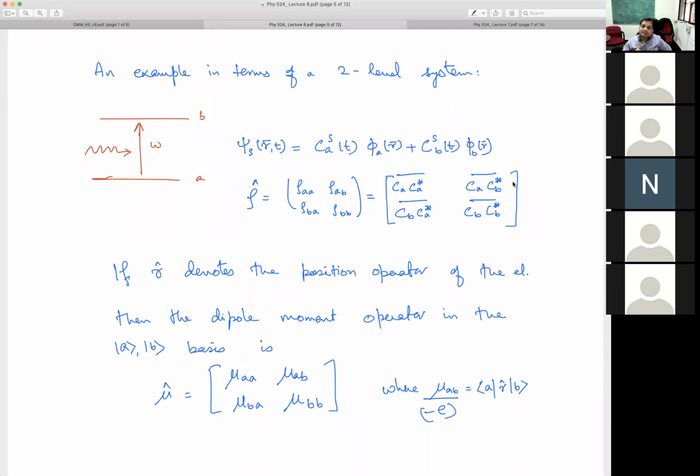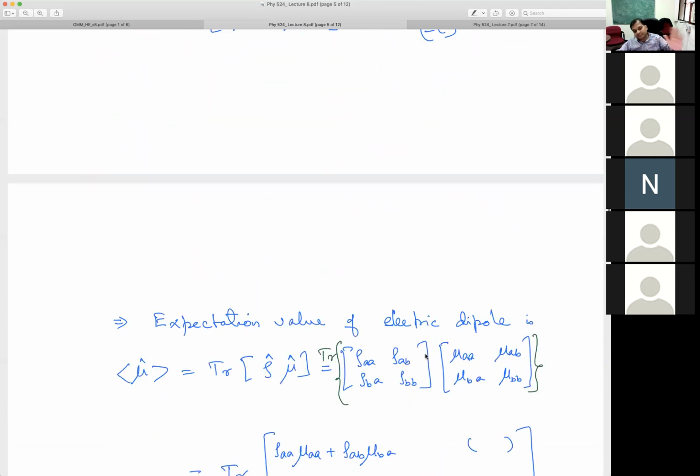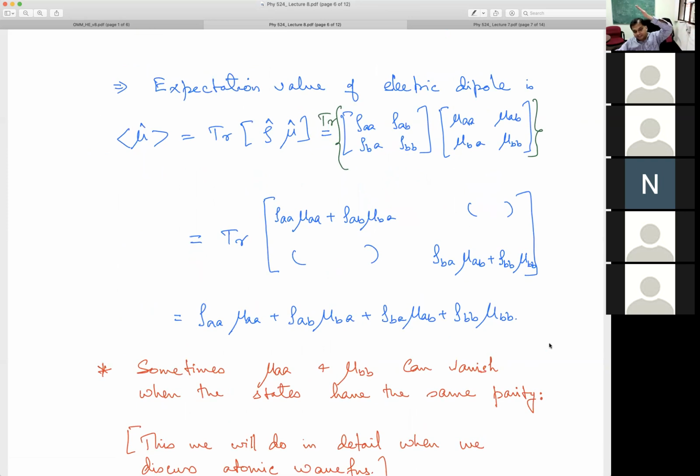Then I constructed an observable, the dipole moment, which is the r cap expectation value. r is the position operator, not a position unit vector, the position operator. Related to that, I can define a dipole operator, which is minus e times r cap. I am taking the expectation value of that by defining <A|r cap|B> times minus e, and those coefficients are here in this mu matrix basically. Then I just showed that if I take an expectation value, it will appear like this, where the off diagonal terms of the density matrix also play an important role. That's all. Nothing else.